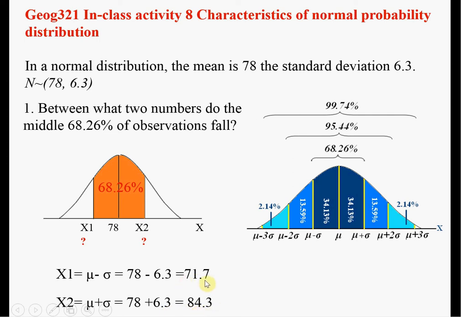So 71.7 must be this value, which is one standard deviation below the mean. 84.3 must be this value, that is one standard deviation above the mean. Within this interval, one standard deviation below the mean and one standard deviation above the mean, there are approximately 68.26% of all cases. So that answers the question.